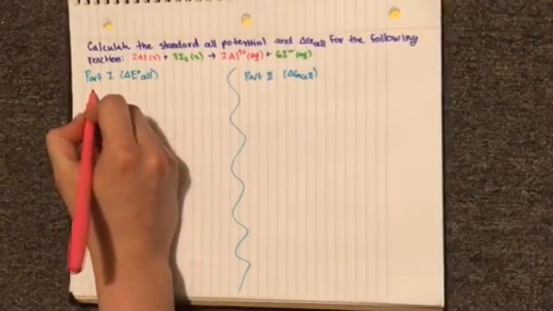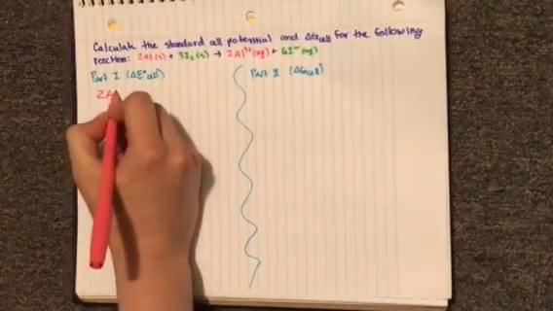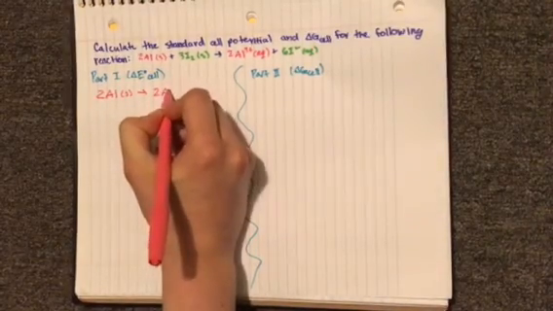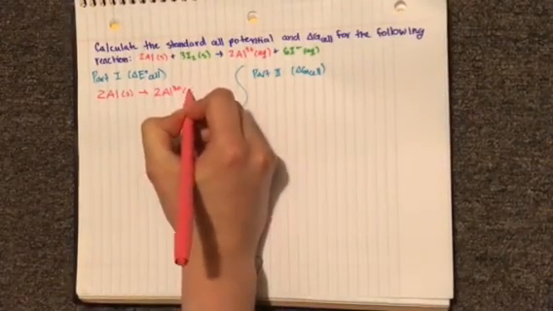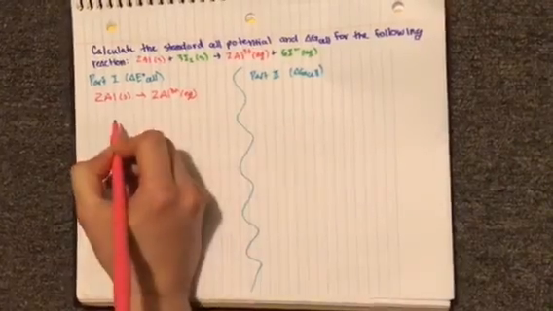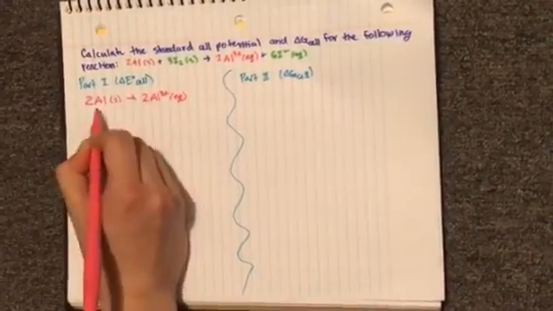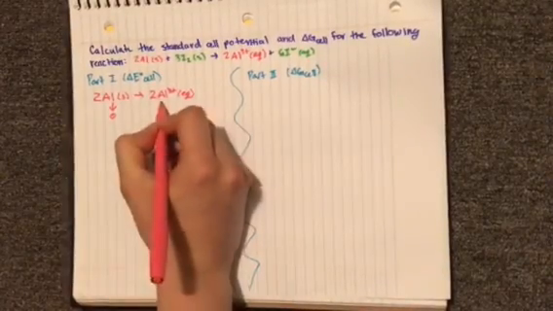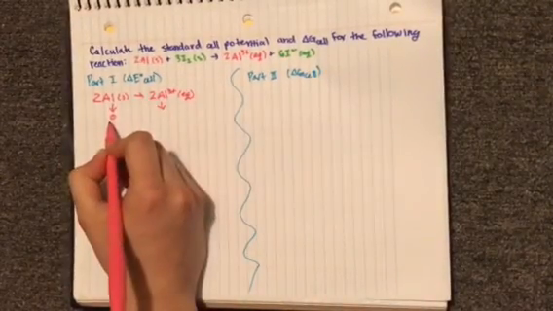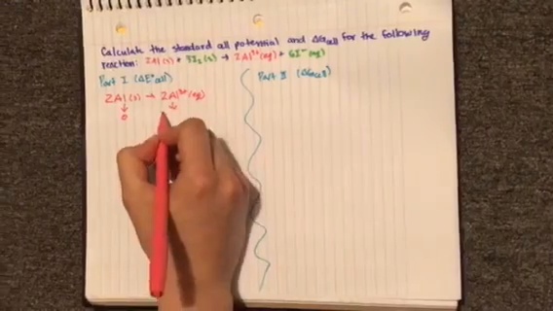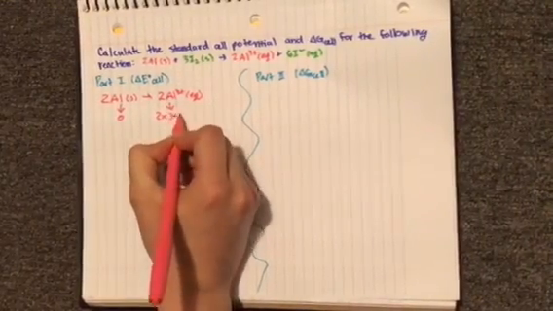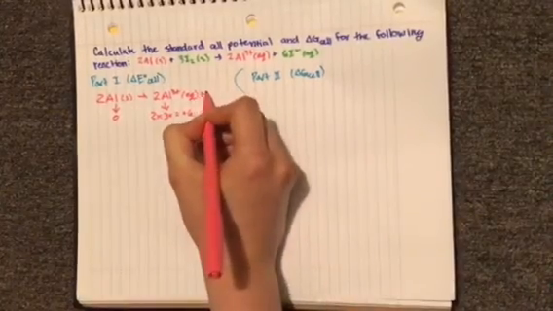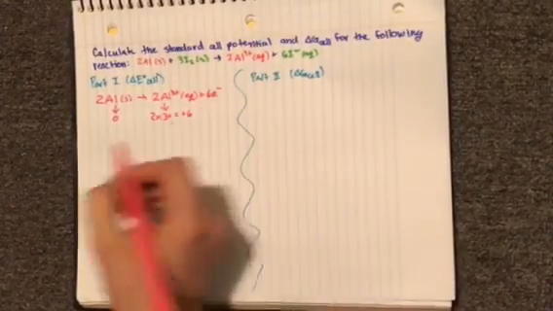half reactions. So our first half reaction is 2 moles of aluminum going to 2 moles of aluminum 3 plus, aqueous. So the first thing we want to do is balance this equation. Our aluminums are balanced, but our charges are not. So our charge for this side is 0. Our charge for this is 2 times 3 plus, which is positive 6. To balance this out, all we have to do is add 6 electrons.